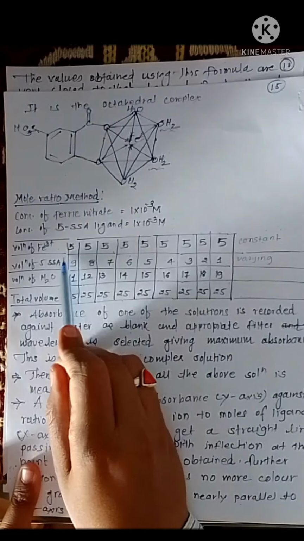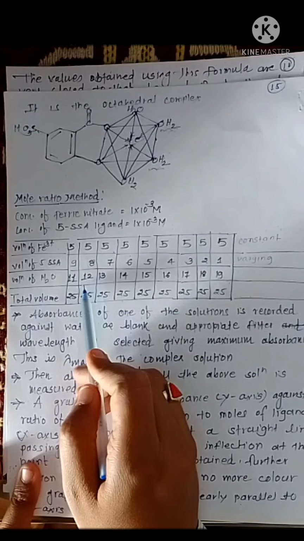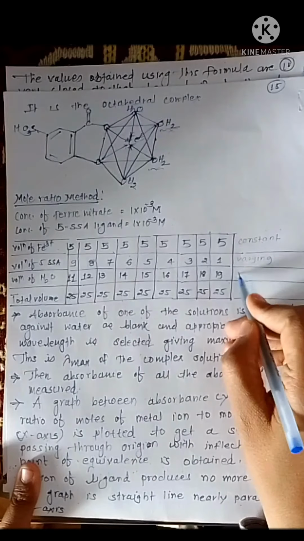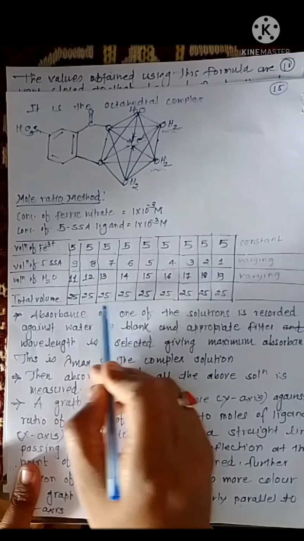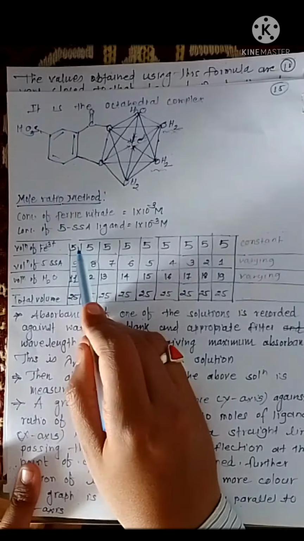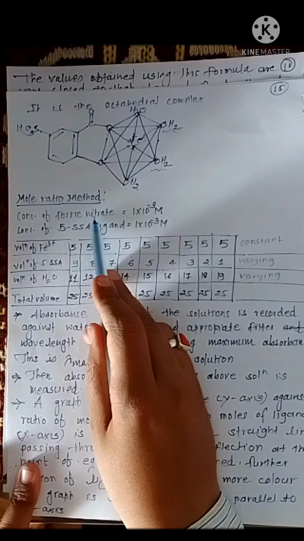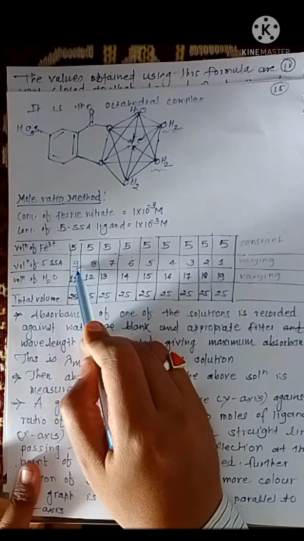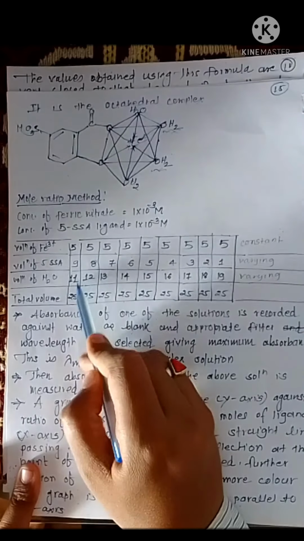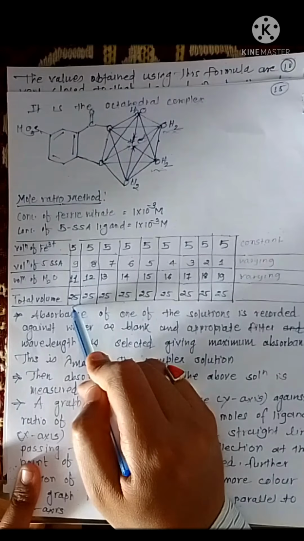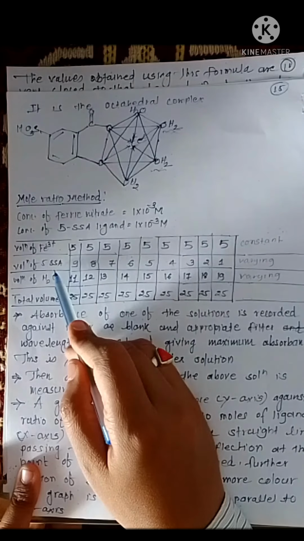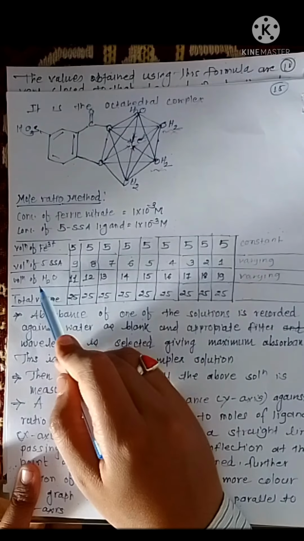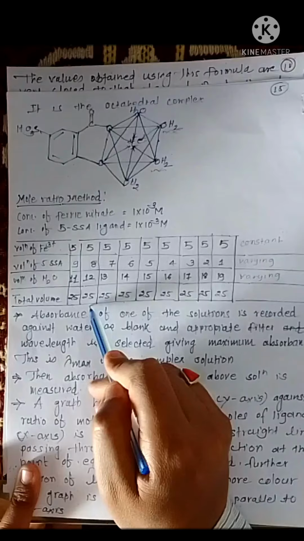Also the volume of water in every test tube is varying, so the total volume in each test tube is 25 ml. In the first test tube we take 5 ml of Fe3+, that is ferric nitrate solution, 9 ml of 5-sulfosalicylic acid solution, and 11 ml of water. So the total volume is 25. Likewise in the second test tube, the Fe3+ ion solution volume is 5 ml, the volume of 5-sulfosalicylic acid is 8 ml, and the volume of water is 12 ml. So the total volume is 25.